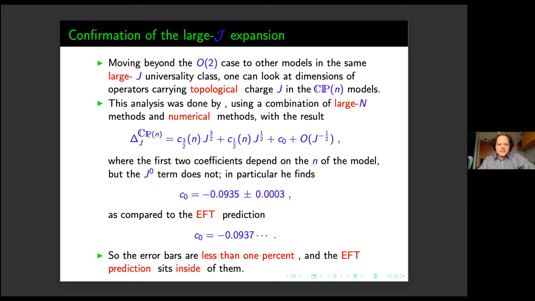Moving beyond the O(2) case to other theories in the same large charge universality class, the CP^N models at large topological charge were attacked by Anton de la Fuente with a combination of large N tricks and machine learning tricks. And in particular, he was able to calculate or estimate this universal J to the 0 coefficient. And it sits with errors of like three 10,000ths, and the predicted value sits right in the middle of that range.